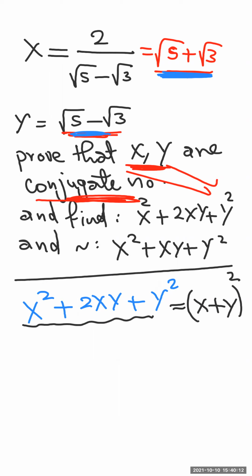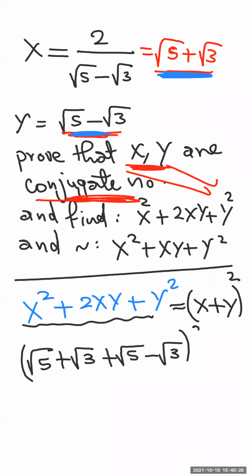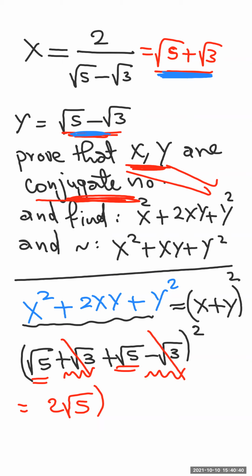So now x plus y to the power 2 means the square root of 5 plus the square root of 3, plus y, which is the square root of 5 minus the square root of 3, then all to the power 2. Now simplify the terms. Here is the square root of 5 and the square root of 5, so 2 square root of 5, and this one, the square root of 3 minus the square root of 3, becomes 0. So it will equal 2 square root of 5 to the power of 2. Distribute the power on the two numbers. 2 squared means 4, times the square root of 5 to the power 2, which means 5, so it will equal 20.